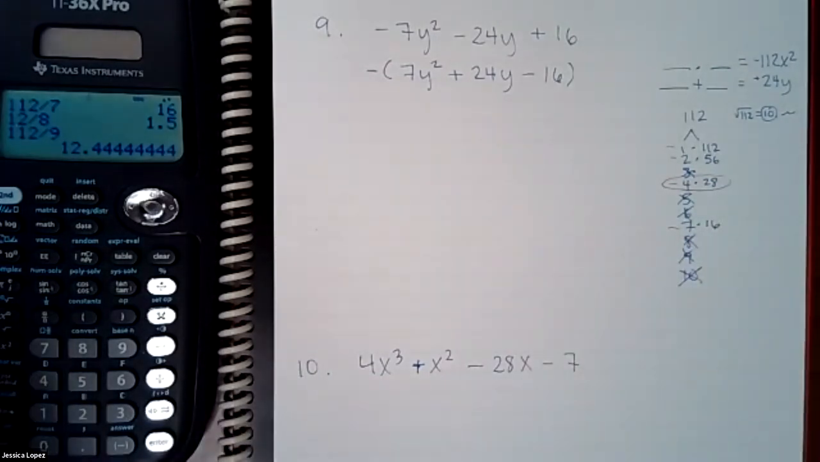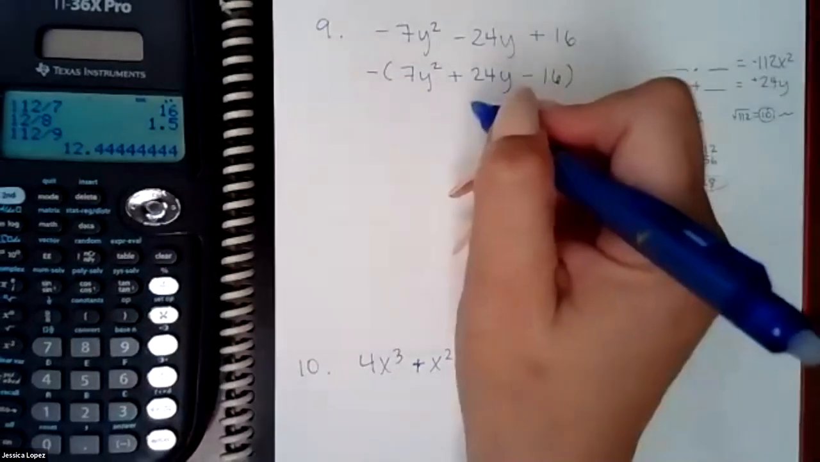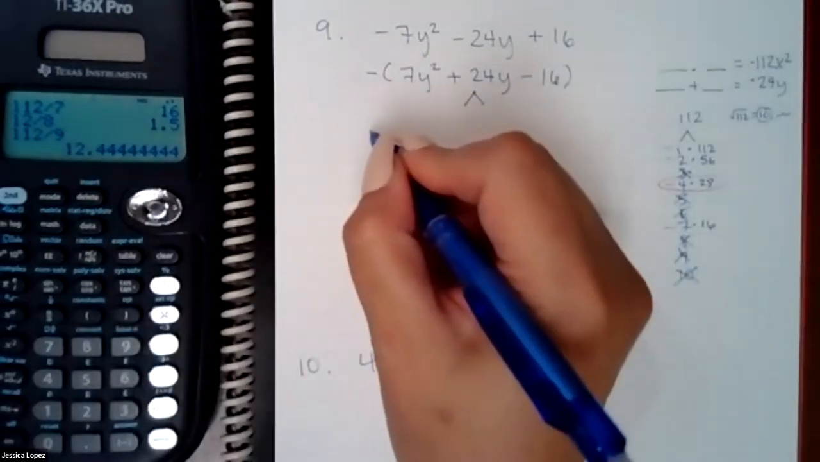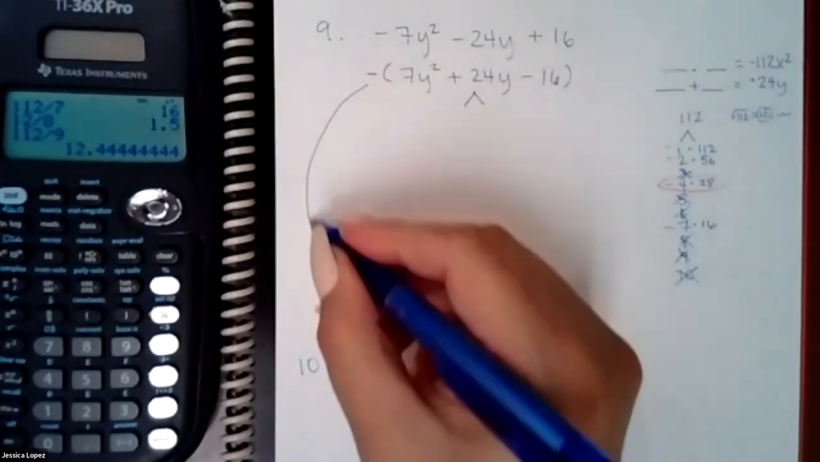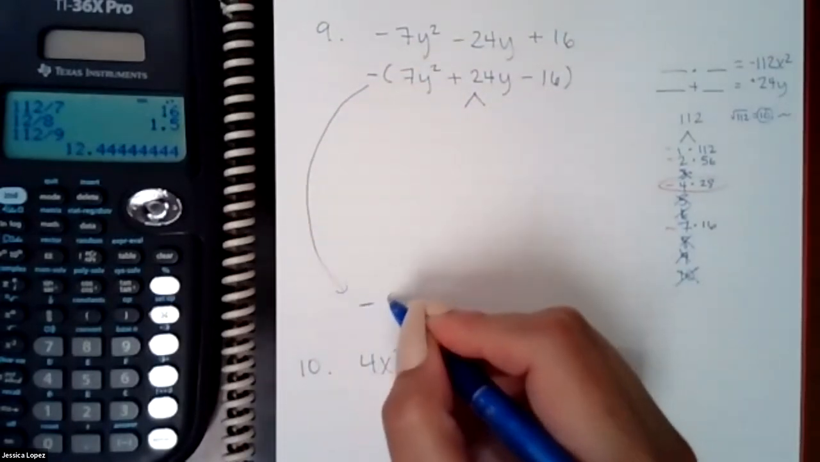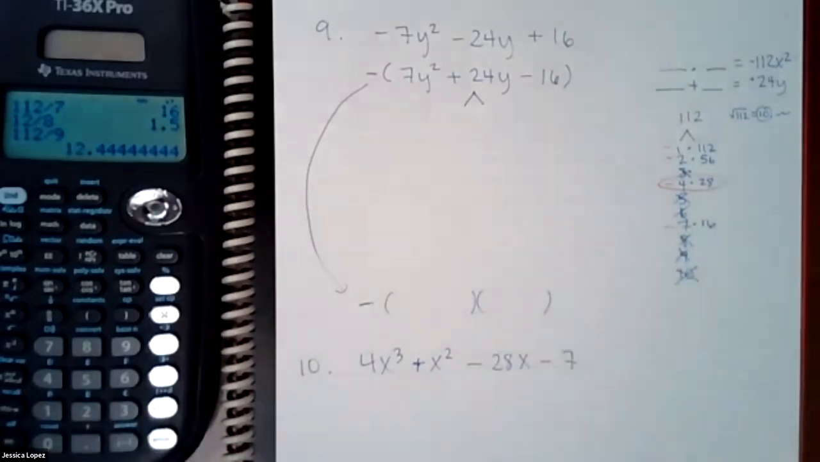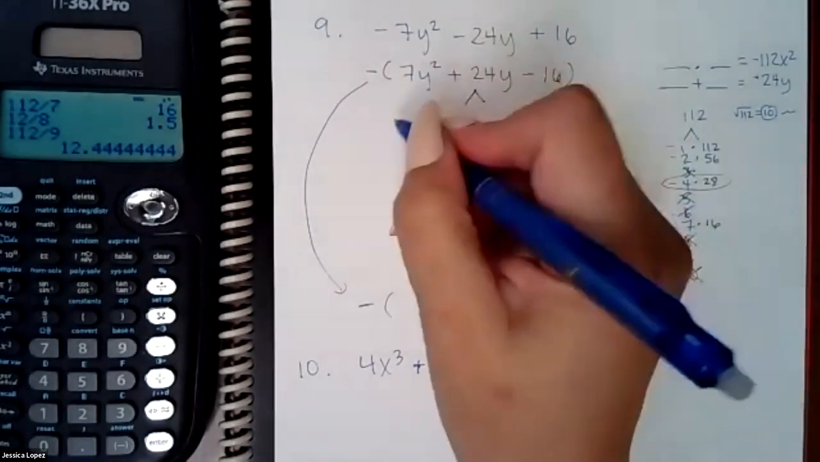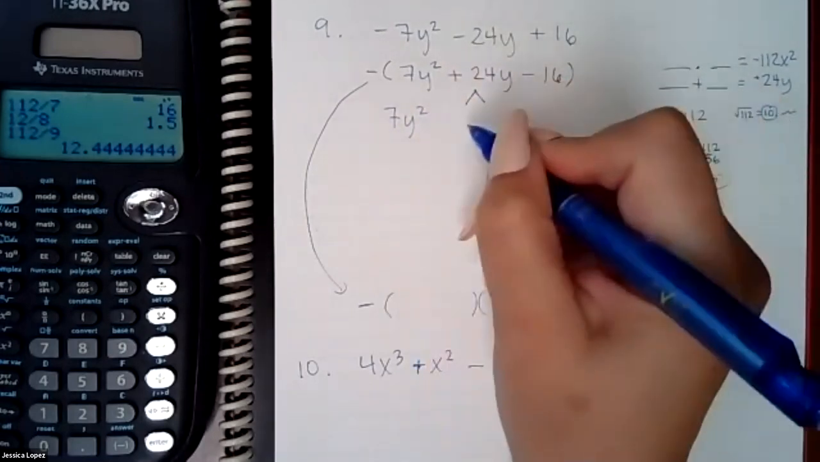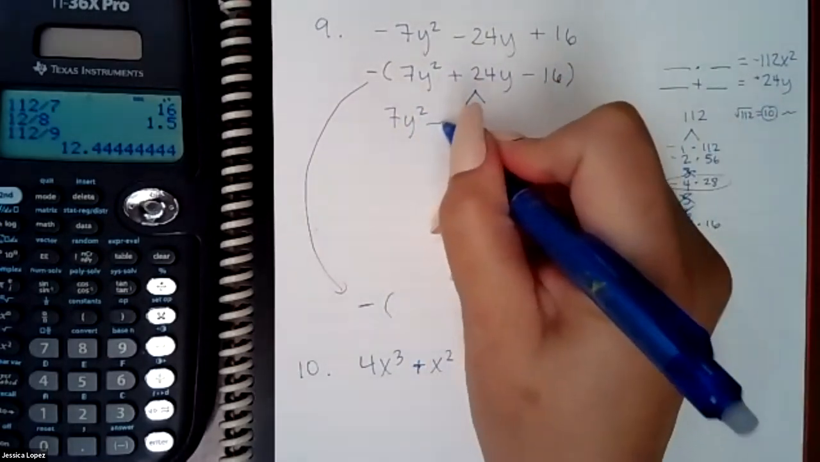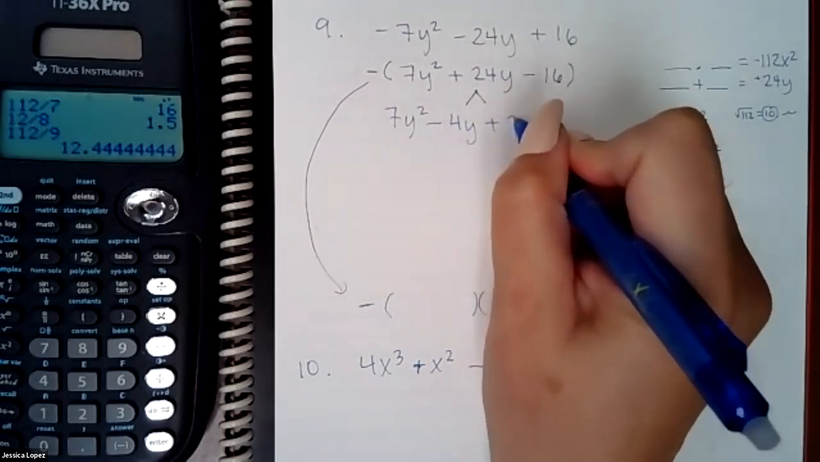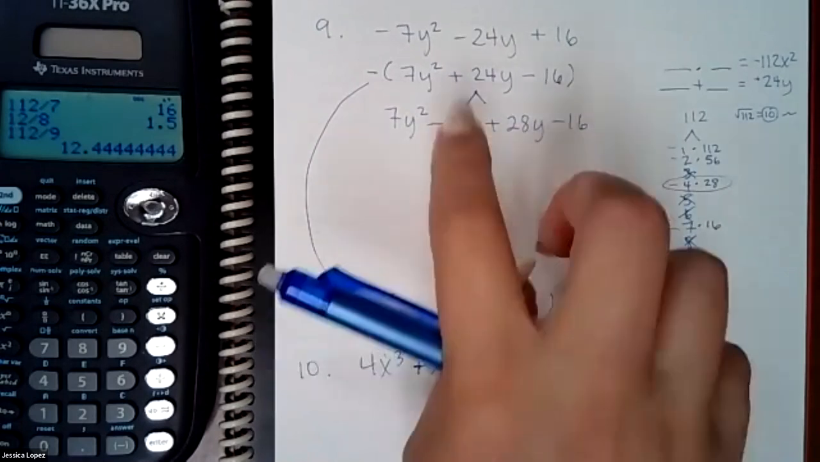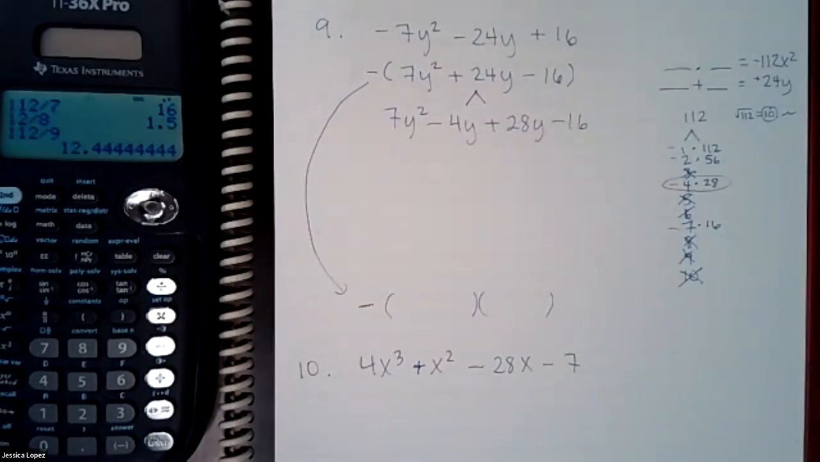So I'm just gonna break it up right away. I'm not even gonna go fill in the boxes. The less I have to write, the better, okay? So I'm gonna leave this alone. I know that that will be in my final answer. I just need to figure out what's supposed to go in the two parentheses, okay? So I'm gonna write down 7y squared, and then the two numbers I found would be negative 4y and positive 28y. So that when I combine these y's together, I get positive 24y.